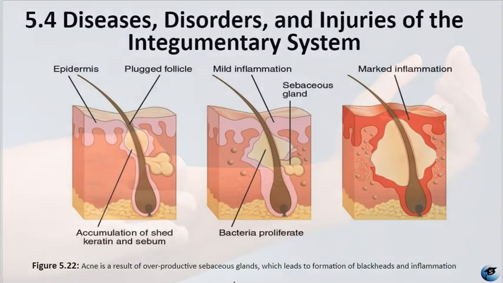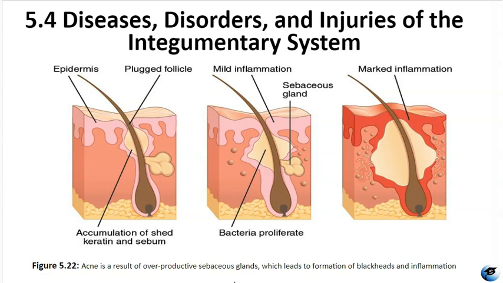Figure 5.22 shows the steps involved in the production of acne. Hormonal changes, particularly an increase in androgens during adolescence, stimulate sebaceous glands to produce more sebum. As sebum production increases, the excess oil, along with dead skin cells, can block hair follicles and pores. The accumulation of sebum, dead skin cells, and the proliferation of bacteria trigger an inflammatory response in the skin.